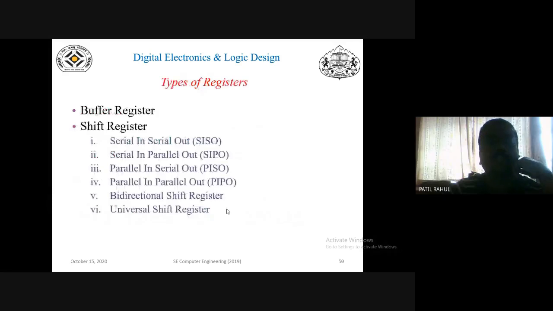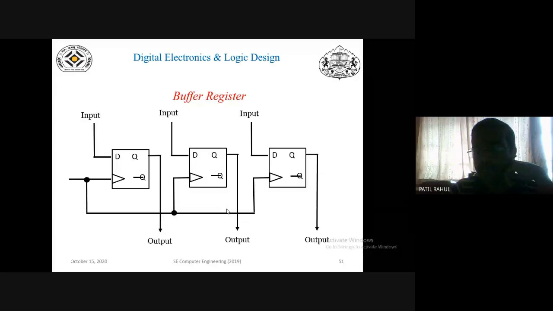Next, we already saw the types of registers. There are two types of register. First is the buffer register, and second is the shift register. In the shift register there are again subtypes. First is the serial in serial out register. Next is the serial in parallel out register. Next is the parallel in serial out register. Next, the parallel in parallel out register. Next, the bidirectional shift register, and the universal shift register. Here the shift operation is performed using the shift register. So there are two ways to classify the register: the buffer register and the shift register. Now we will see the function of the shift register and the function of the buffer register.